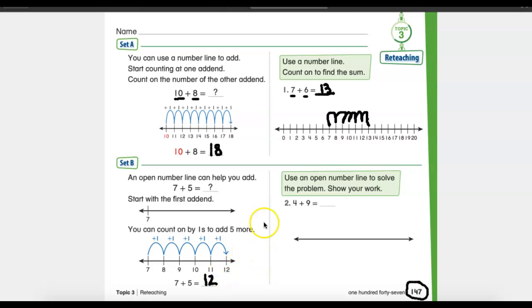Now let's see how we can solve number 2. On number 2, it says use an open number line to solve the problem. Show your work. It gives us the equation 4 plus 9 equals blank and an open number line. Now, when using an open number line, there's a few different ways that you could set it up. So I think what I will do for number 2 is Mrs. Collier will set you up and then I'll let you decide how you want to finish it. So when using an open number line, it tells us to start with the first addend. So which of these is our first number we are going to begin with?